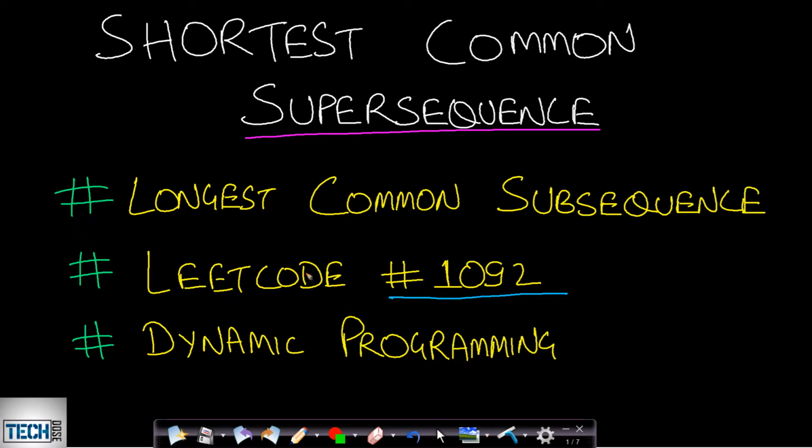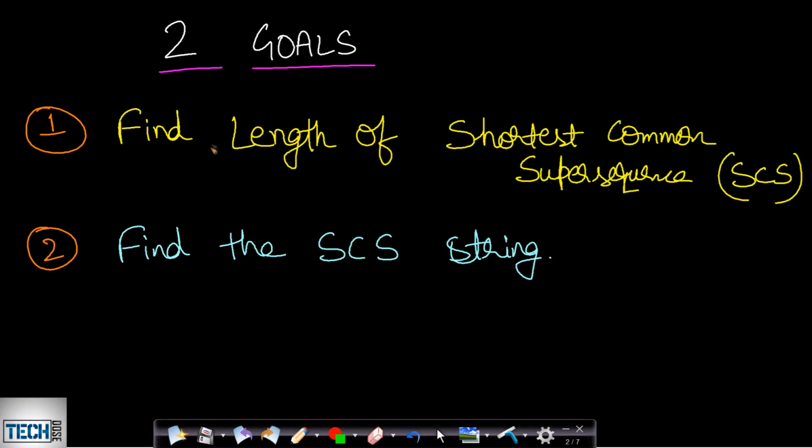So let us see what goals we will be covering, and then we will see the problem statement. Now in this problem we will be covering two important goals. The first one is finding the length of the shortest common supersequence, and the second problem is finding the shortest common supersequence string. Okay, so these are the most commonly asked questions for this SCS type.